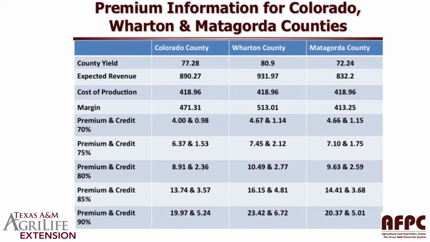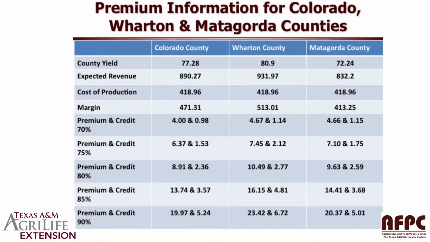Looking at this is just an indication for Colorado, Wharton, and Matagorda counties, what the county yields, expected revenue announced by RMA based on their expectation of what that formula would be. Cost of production for those is for the 5 inputs. Remember, it's only 5 inputs.